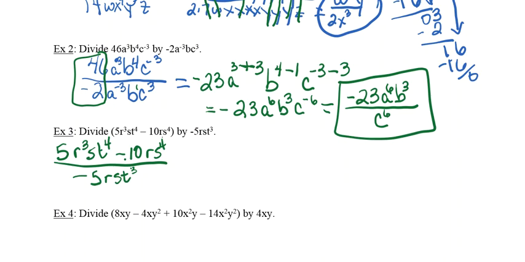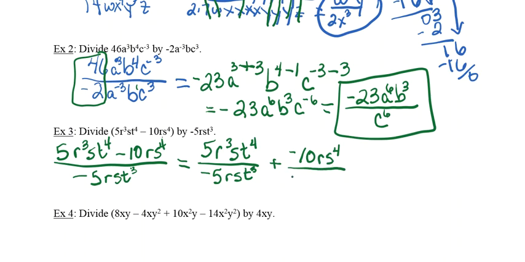So what this is asking me to do is really to do 2 different division problems. One with the 5rs term and one with the -10rs term. So I'm going to separate them out so I can visually see that. So it's 5r to the 3rd st to the 4th being divided by -5 rst to the 3rd. Now the next one, and I'm going to go ahead and put a plus here, and it's not that I'm changing anything, it just helps me remember that the negative goes with the 10. So there's my -10 rs to the 4th over the -5 rst to the 3rd.